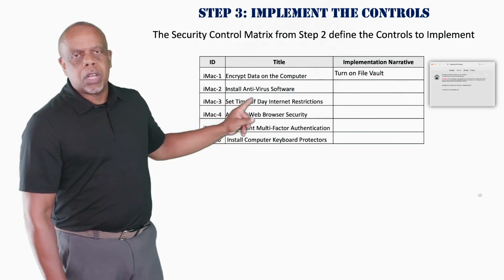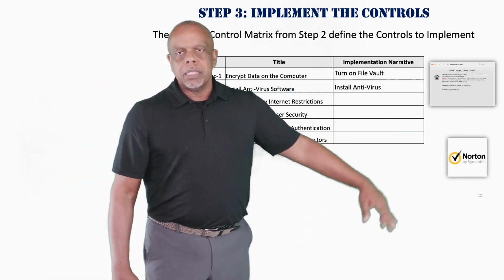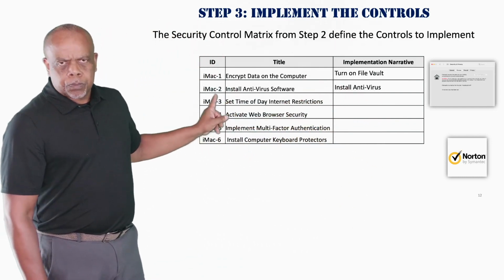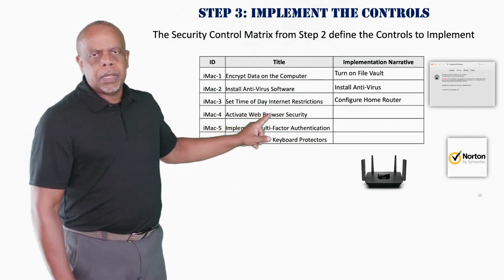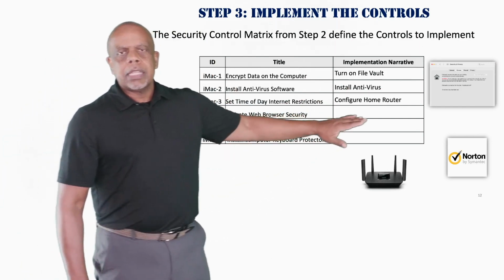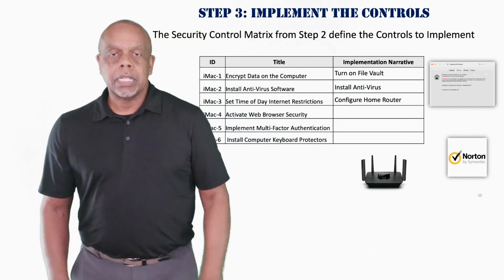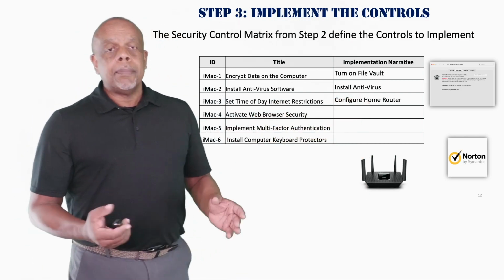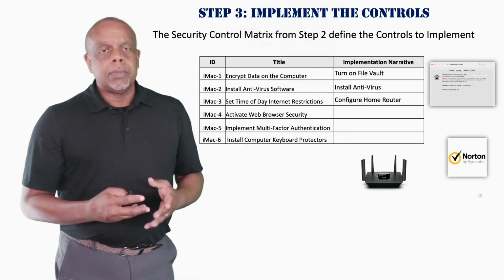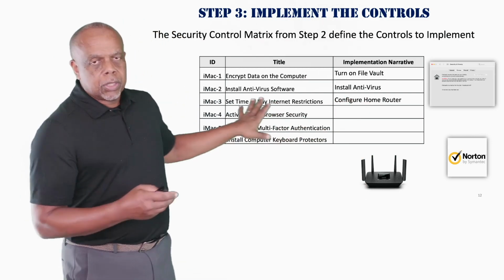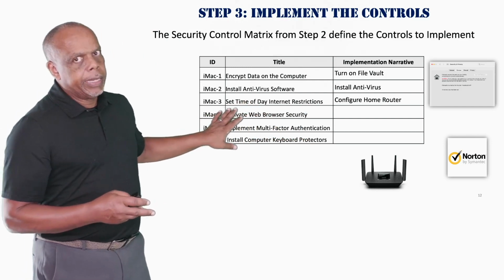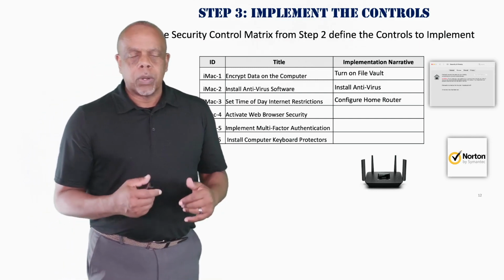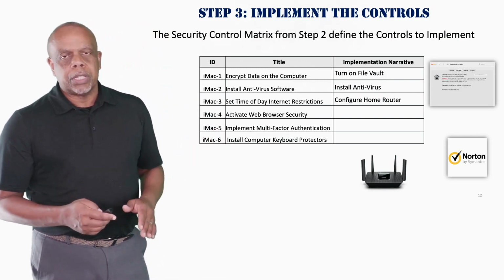I look at iMac 2, install antivirus software. Okay, I can go buy Symantec, buy Norton, and install that. And that will implement iMac 2. Now look at iMac 3, set time of day internet restrictions. That's a router configuration setting. So within my router, I can set up time of day internet restriction. If you're not familiar with that, it means that for certain users, I can shut them down. Like the grandkids, because this was implemented because of that grandkids overlay, right? So I can have it that the internet's going to shut off at 10 o'clock, or 8 o'clock or whatever time. So now time of day restrictions on internet usage.